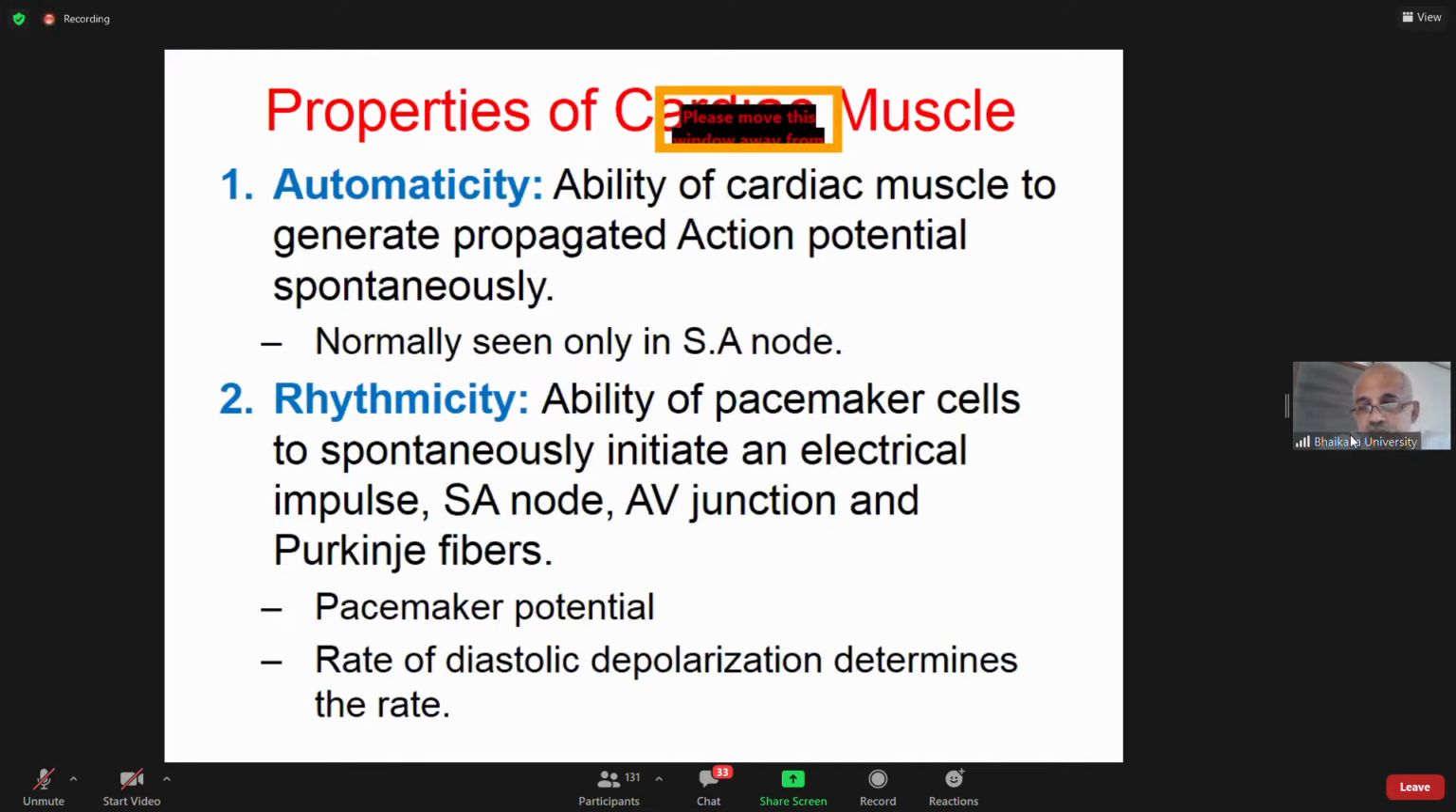The heart is beating at the rate at which the SA node is generating the impulses. The inherent SA node rate is around 110 to 120. But because of the normal vagal tone, the SA node rate is seen around 70 to 80.